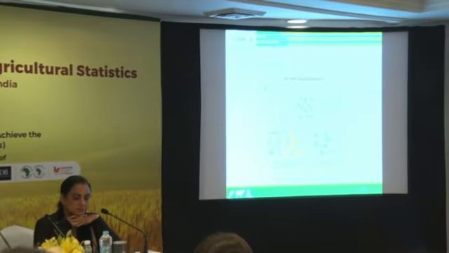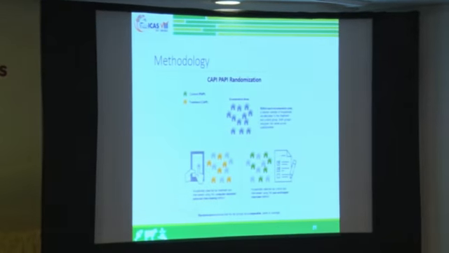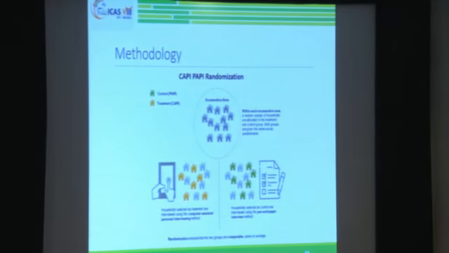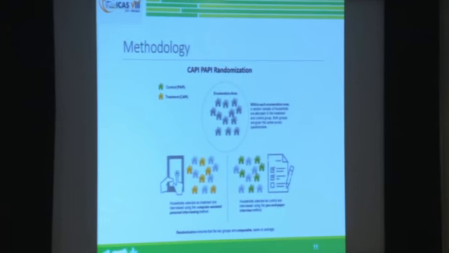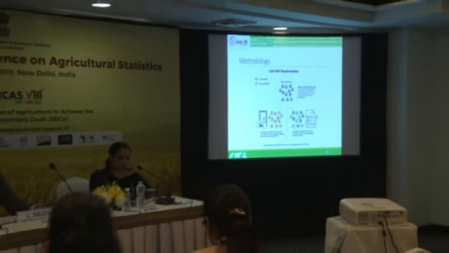For the CAPI and PAPI randomization, we did a random experiment with PAPI as the control group and CAPI as the treatment. This is an enumeration area. Within each enumeration area, a random sample of households is allocated to the treatment and control groups. Both groups are given the same survey questionnaire. The households selected as control are interviewed using the pen and paper interview method, and the other group is interviewed using the CAPI system.